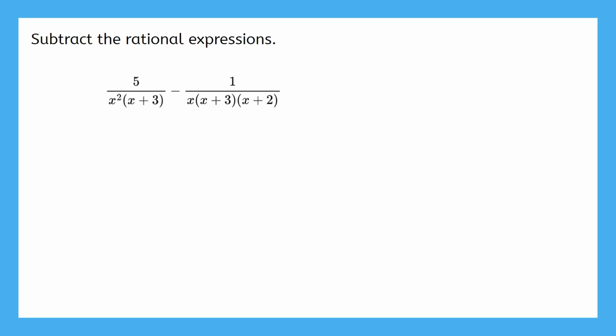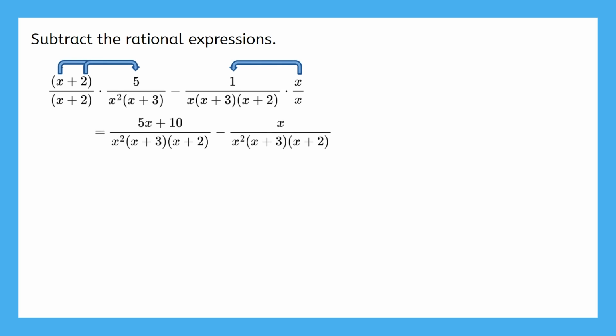All right, let's see how you did. Both denominators have x plus 3, but the denominator on the right is missing another x to create x squared. And the denominator on the left is missing x plus 2. We distribute in the numerators and keep the denominators in their factored form. We can see the LCM for the denominator is x squared times x plus 3 times x plus 2.